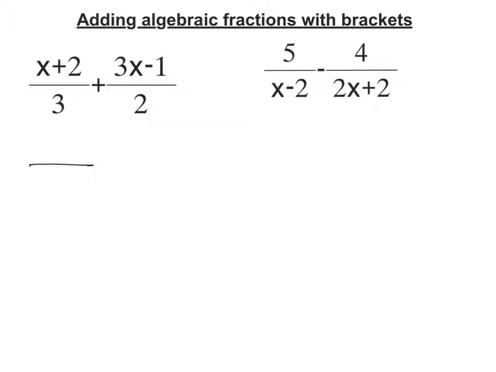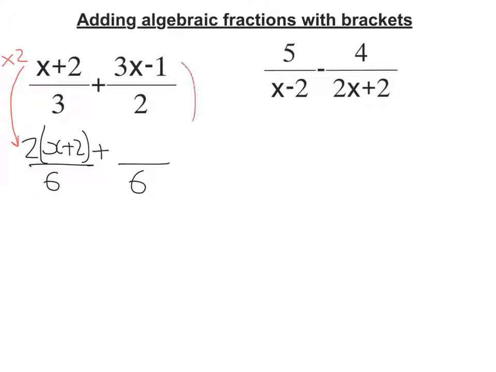Now, the common denominator of 3 and 2 is 6. Okay, so this one's 6. So for the first one, to get a common denominator of 6 on the bottom, I have to multiply everything by 2. So that means I'm going to multiply the numerator by 2. So I'm going to get 2, and then I put it in brackets, x + 2.